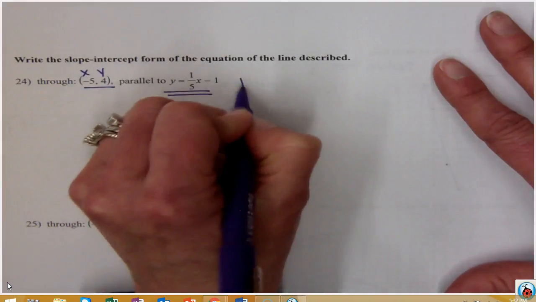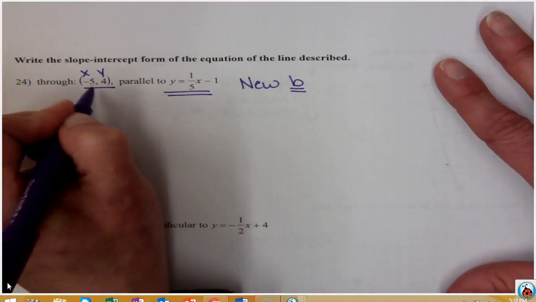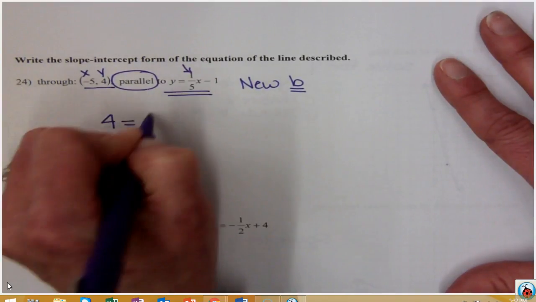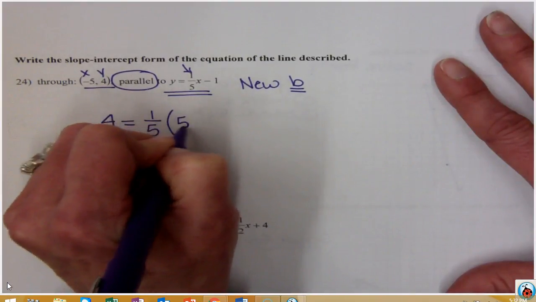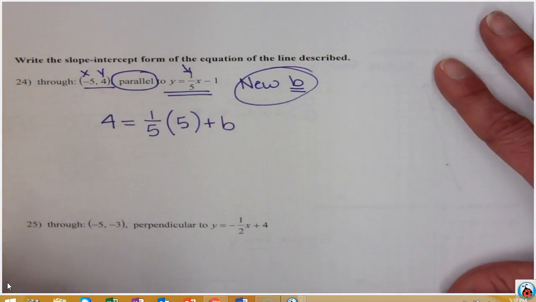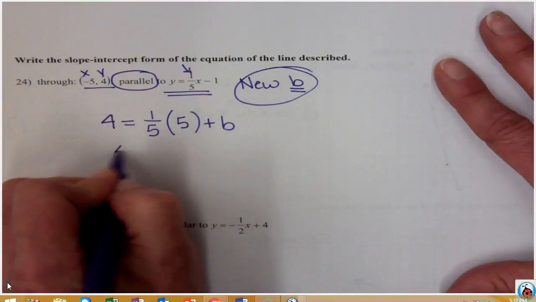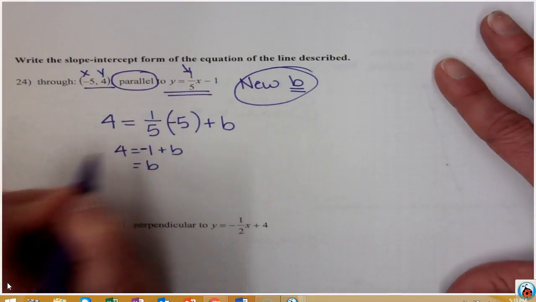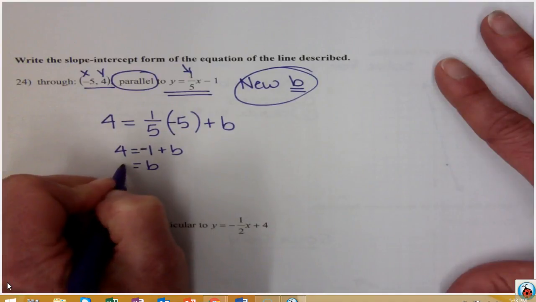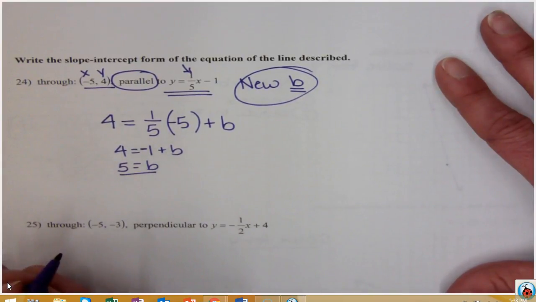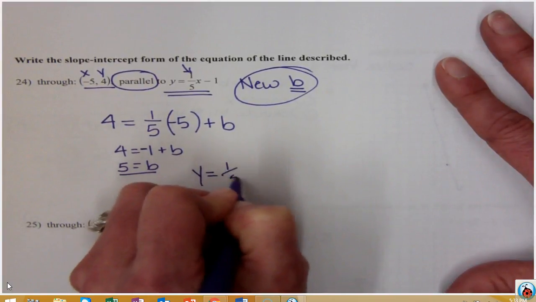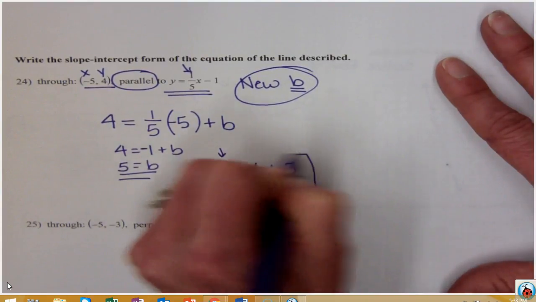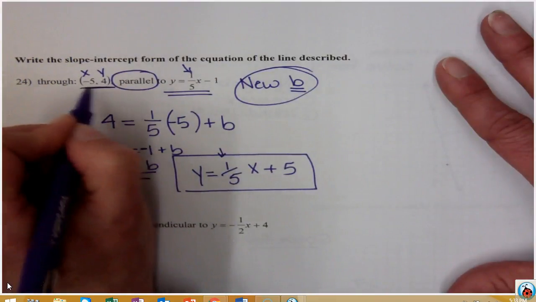You're looking for a new line with a new y-intercept. So if I plug in my y, I'm going to plug in 4. If it's parallel, my slope would be the same. So 4 would equal 1/5 times my x, which is 5, and I need a new b. So when I multiply this out, I get 4 equals 1 plus b. b would equal, well, I'm sorry, this is -1, so I'd add 1 to that side, and I'd get b equals 5. This is my new b, but my answer has got to be in y equals my slope times x plus 5. This is my line that goes through this point and is parallel to that line.